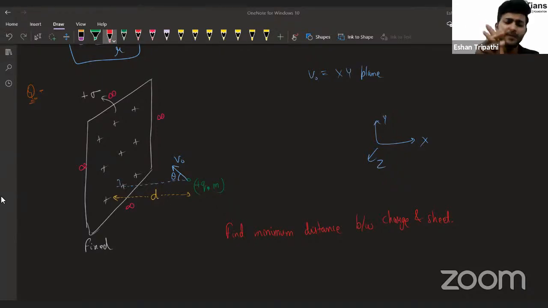You don't need to get the answer. Just getting the equations will be fine. Of course, in the question in exam, they'll give the values. We don't need values right now. We just need equations. That is most important. So can you tell me which equations we are going to use?